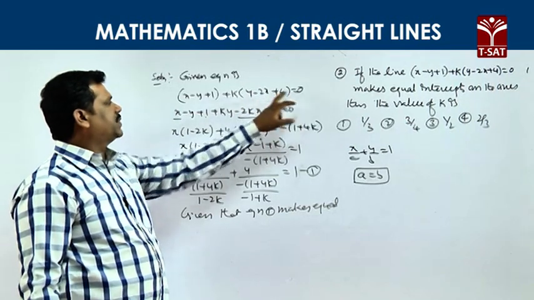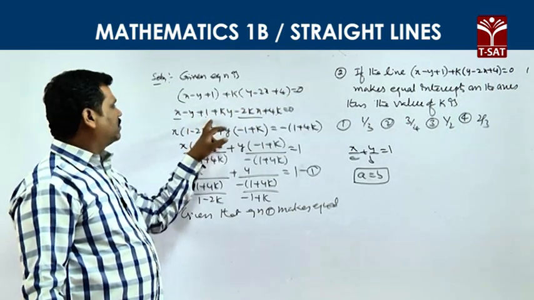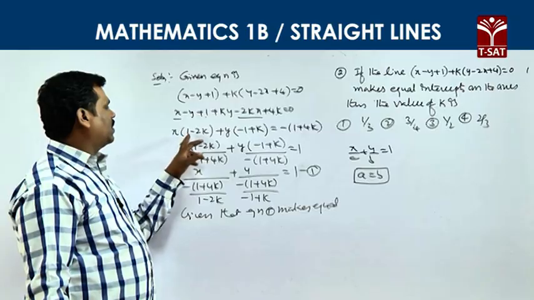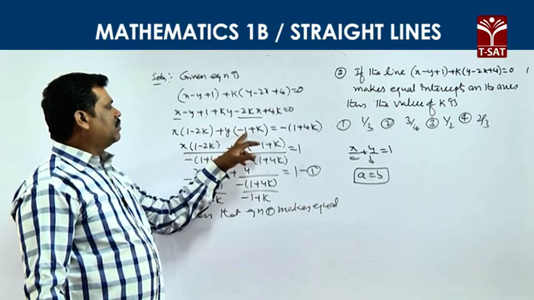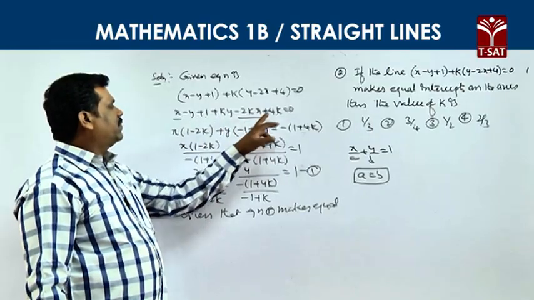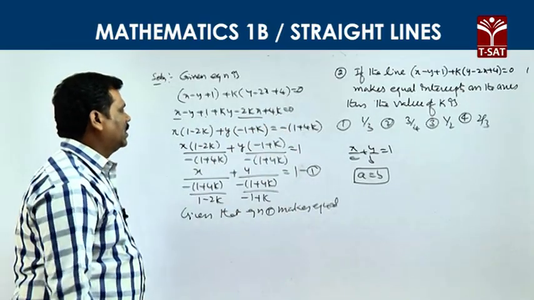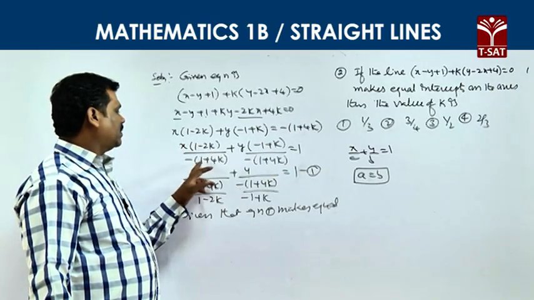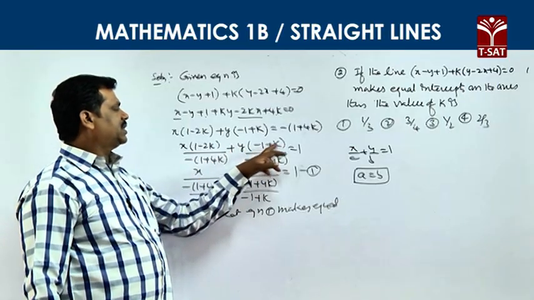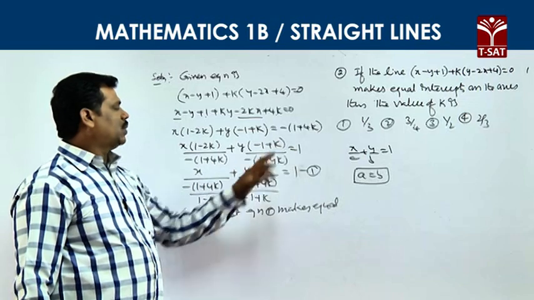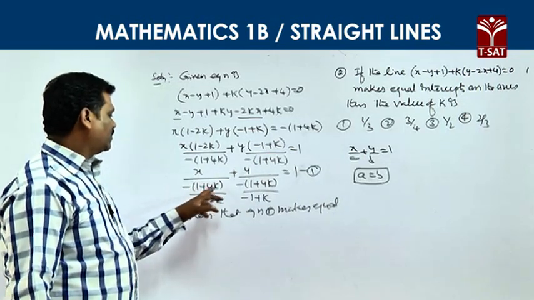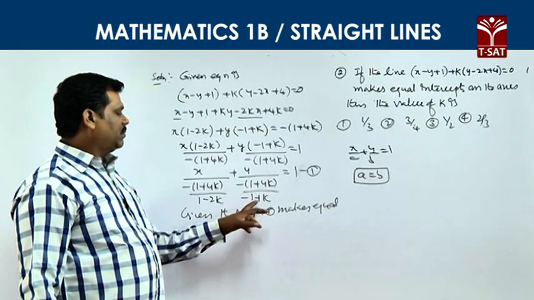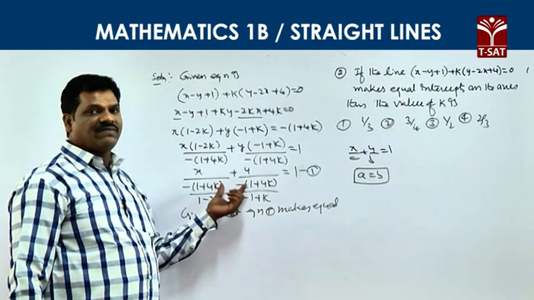The given equation of the line is x minus y plus 1 plus k into y minus 2x plus 4 equal to 0. Multiplying, we get x minus y plus 1 plus ky minus 2kx plus 4k equal to 0. Taking x common, we get 1 minus 2k, and taking y common, minus 1 plus k, equal to 1 plus 4k. Taking it to the right hand side, minus of 1 plus 4k. Dividing by minus of 1 plus 4k, we get x by minus of 1 plus 4k by 1 minus 2k, plus y by minus of 1 plus 4k by minus 1 plus k, equal to 1. It is the intercept form of a straight line.